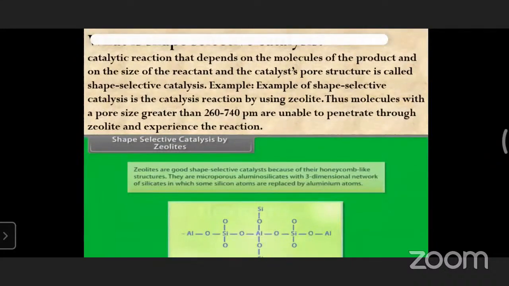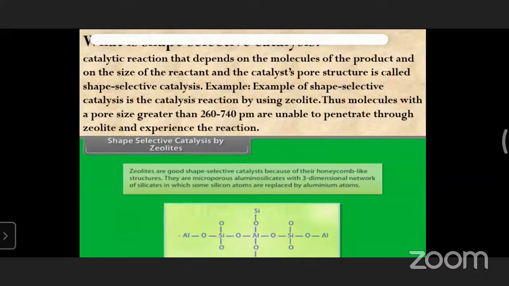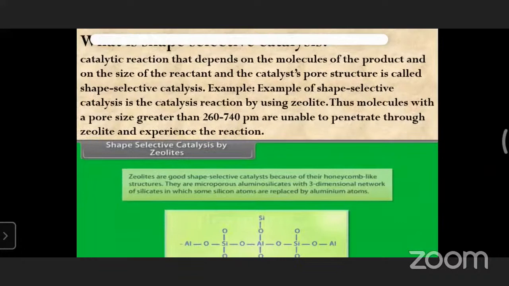Shape selective catalysis is a catalytic reaction that depends on the molecules of the product. It is a very important topic. In shape selective catalysis, zeolites are majorly involved. Let me go with the definition: a catalytic reaction that depends on the molecules of the product and on the size of the reactant and the catalyst pore structure. So we can understand this easily.